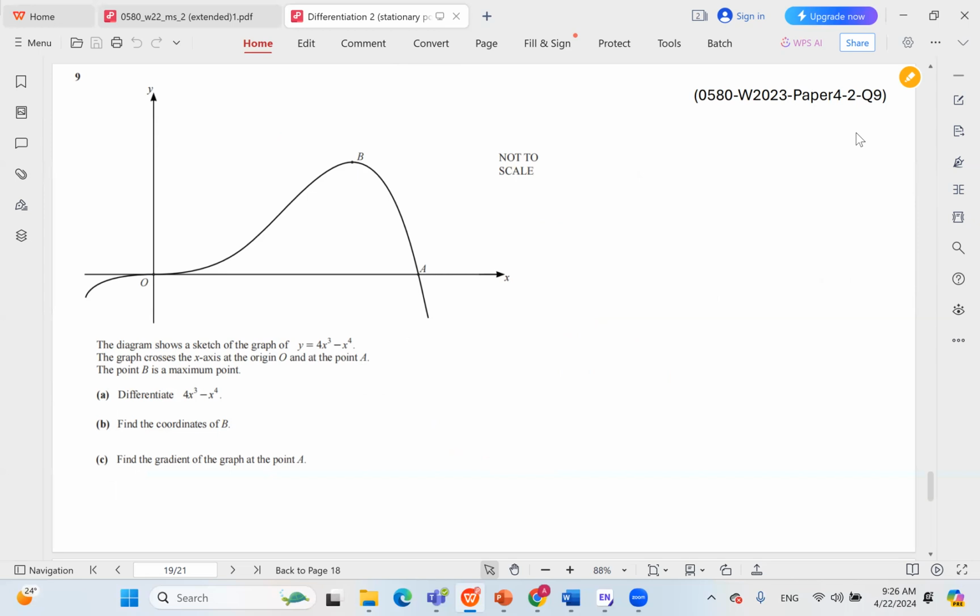Differentiate 4x power 3 minus x power 4. So here we're just asked to differentiate. This becomes 12x power 2 minus 4x power 3. Find the coordinates of B.